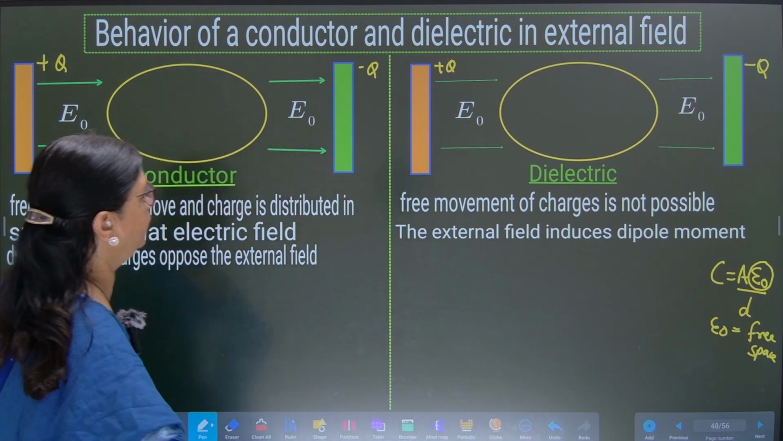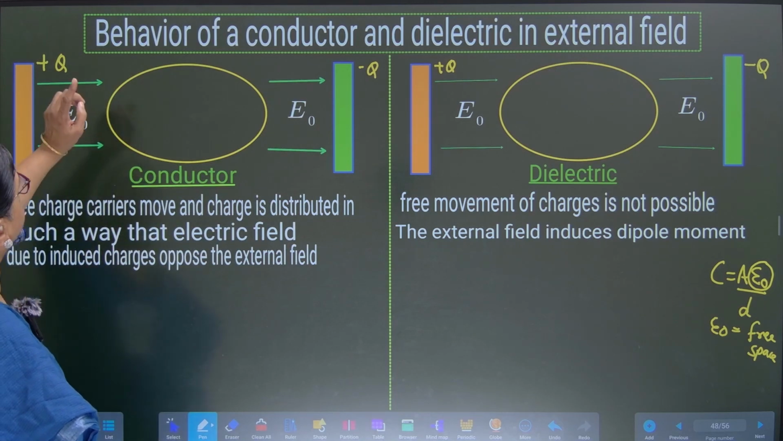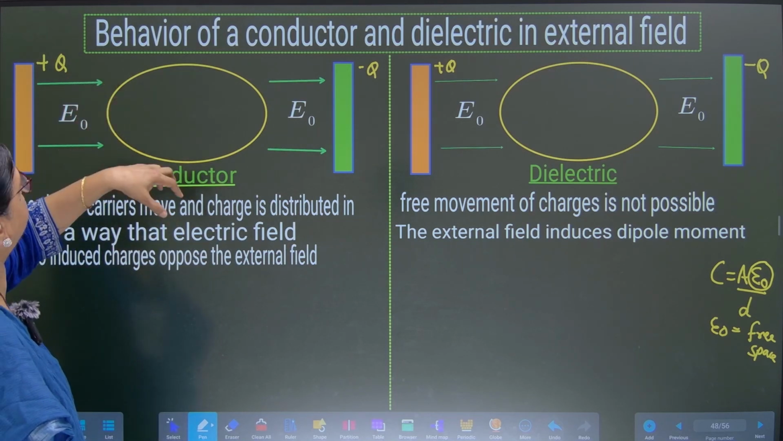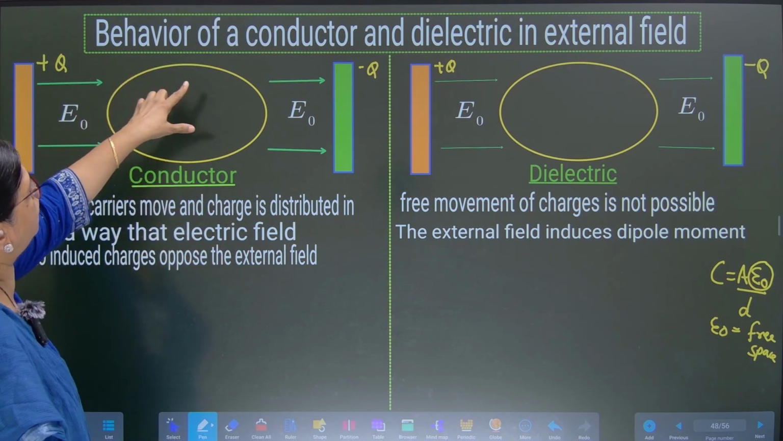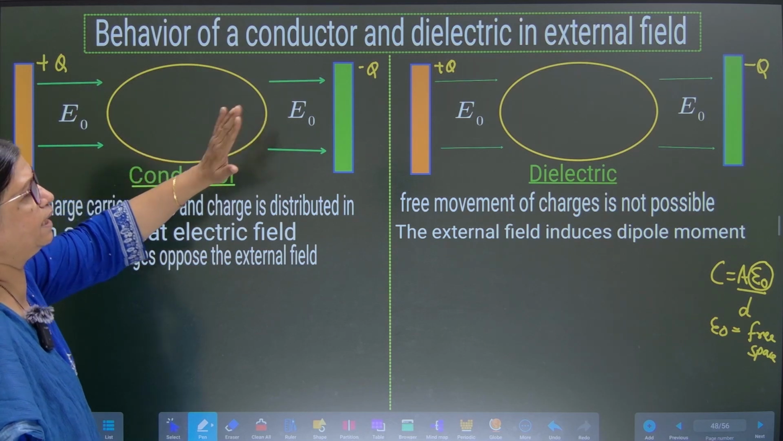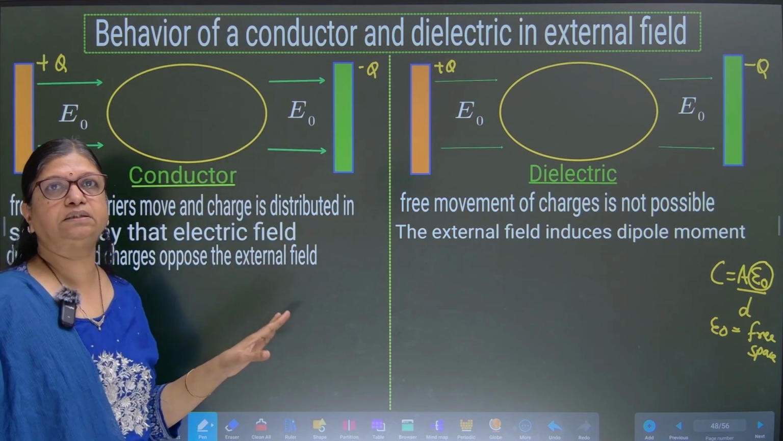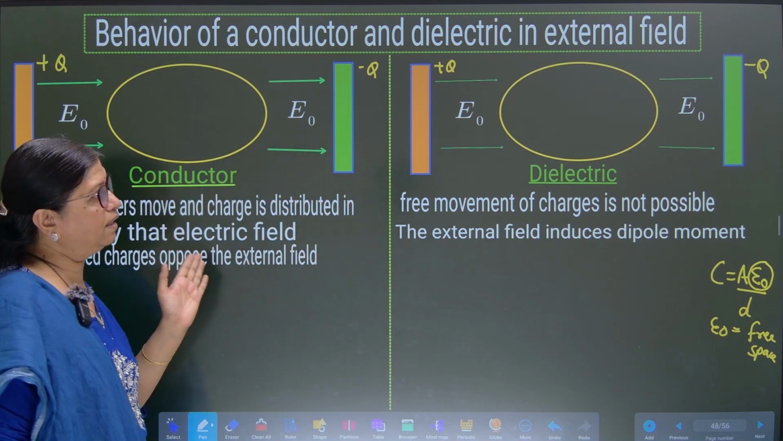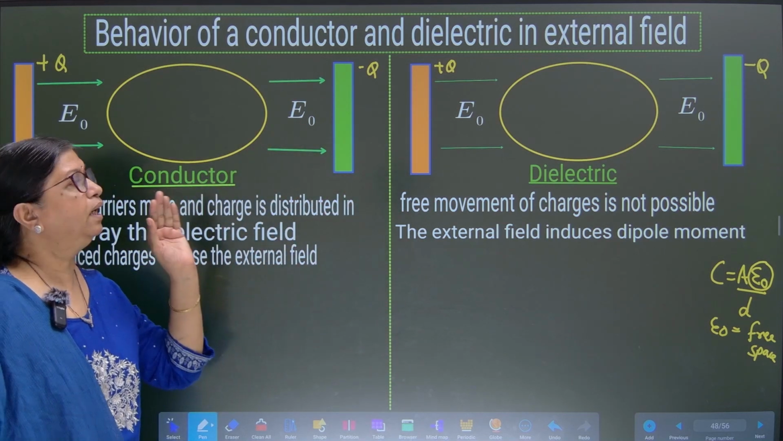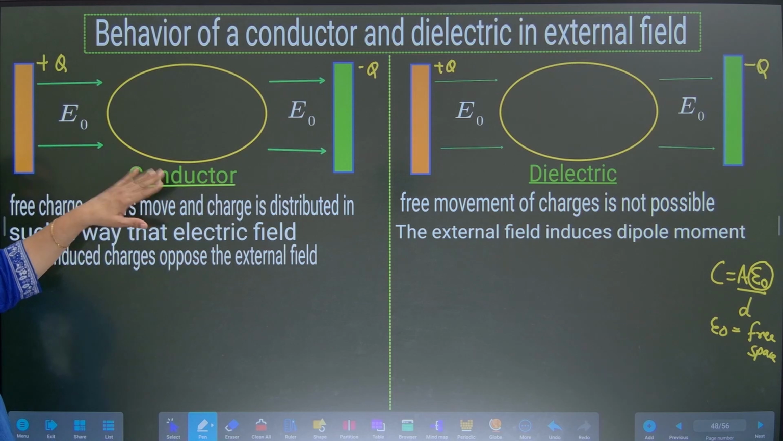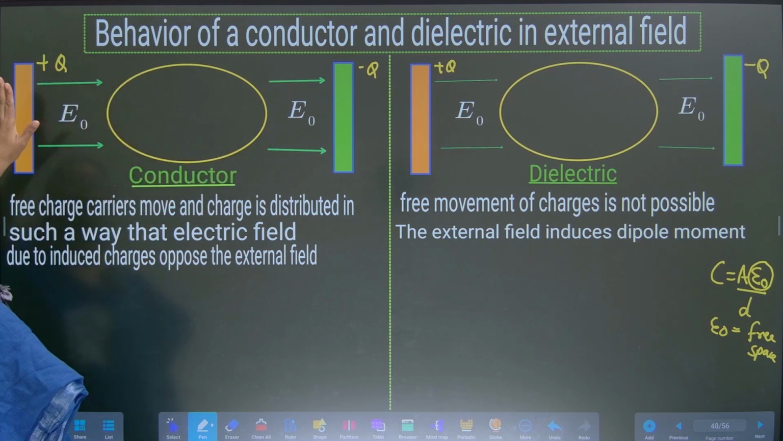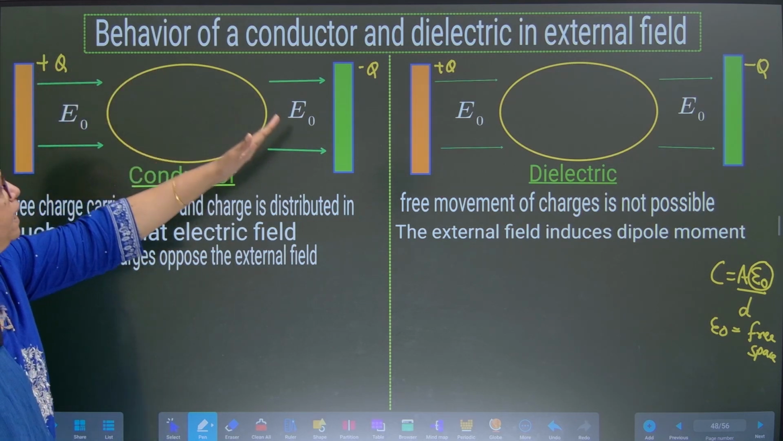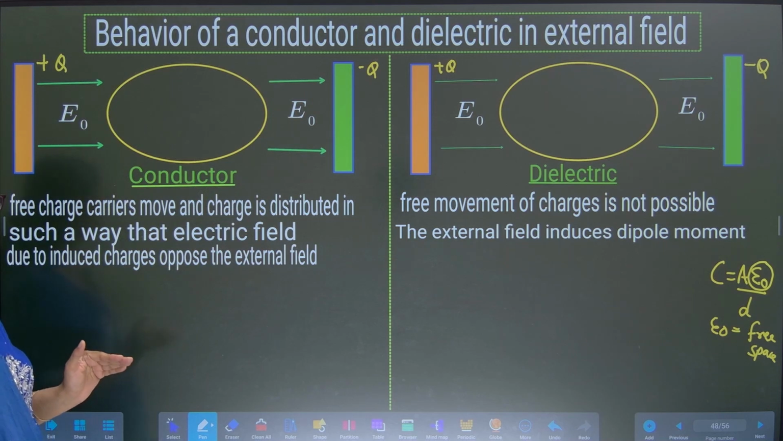Okay. So now, let us understand what we are talking about in this page. Behavior of a conductor and dielectric in external field. First, let us understand the behavior of a conductor and then of a dielectric and compare it and understand it. Let us place a conductor in between the parallel plates of a capacitor.